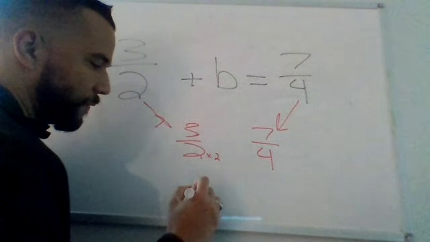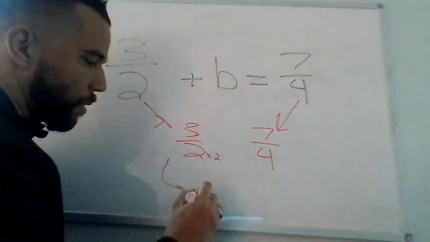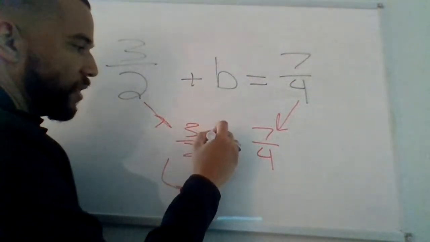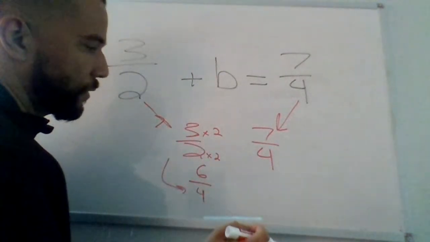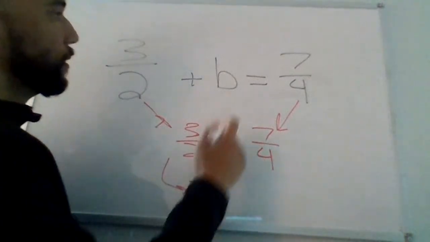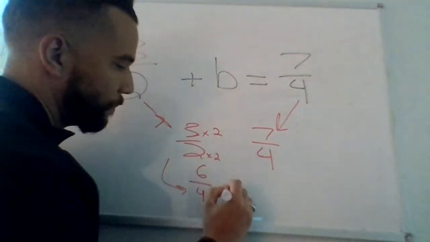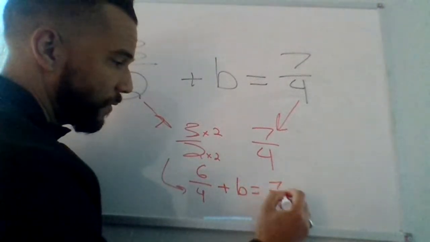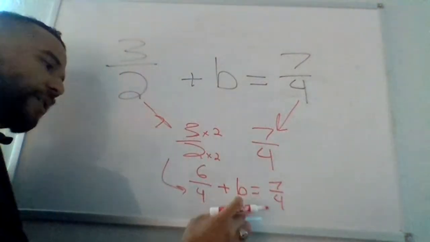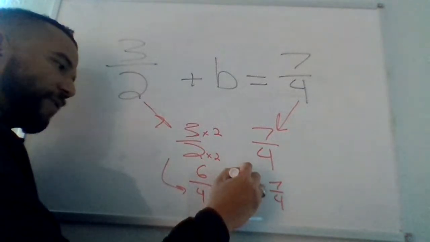2 times 2 is 4. If I do it on the bottom, I got to do it to the top. So now this becomes 6/4. So the question is, 6/4 plus what is going to give me 7/4? I would say here, most of you would know that this would have to be a fourth.